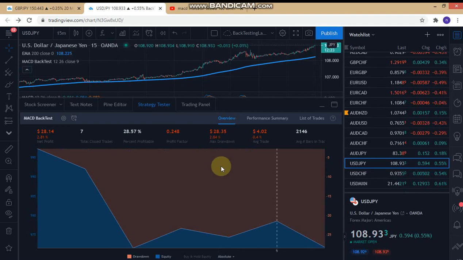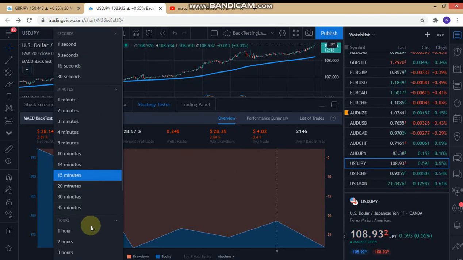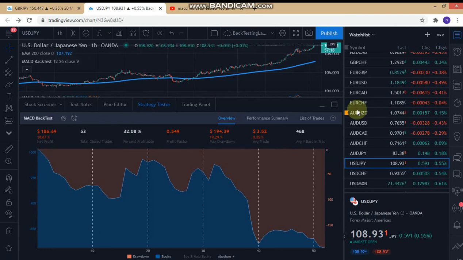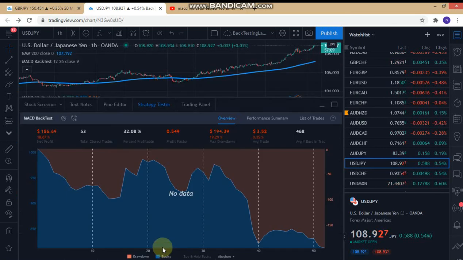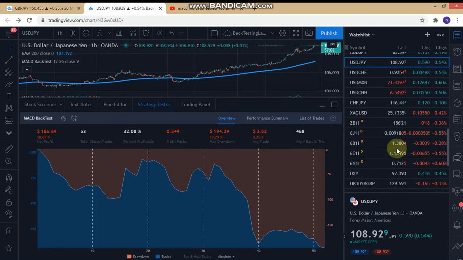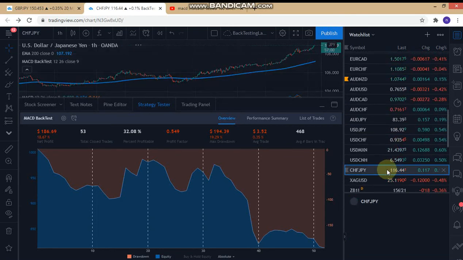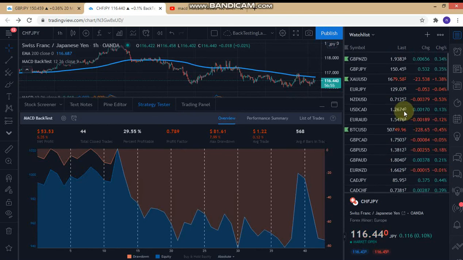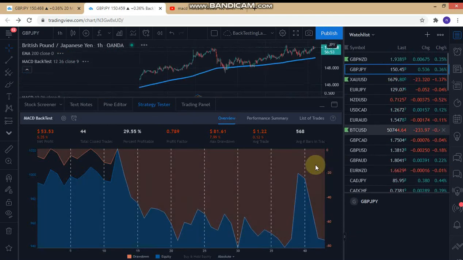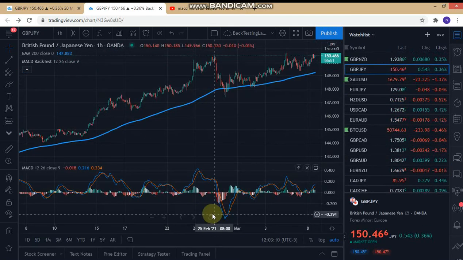So here's a case where the 200 EMA totally did not help. Let's switch out to a higher time frame, even 1 hour. I mean, just not really doing much. Not an impressive strategy, in my opinion. It just gets so low, only 44 trades. It could be making very slow gains.